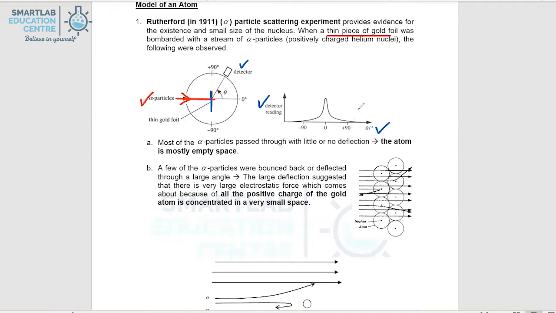So one of the conclusions from the experiment is that the main bulk of the atom is mostly empty because the alpha particles could just pass through undeviated. The second part is that some of the alpha particles were in fact deflected, and that means there must be clearly a region which packs positive charge, but in a very small space. And that is when the concept of the nucleus came about.